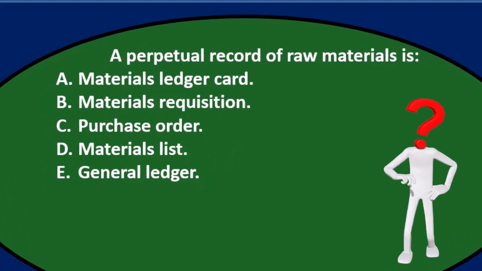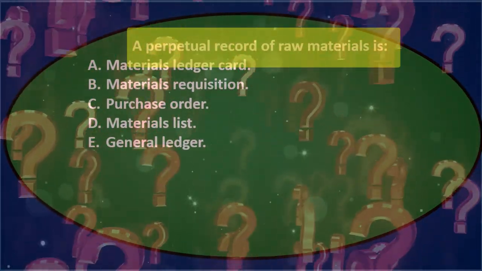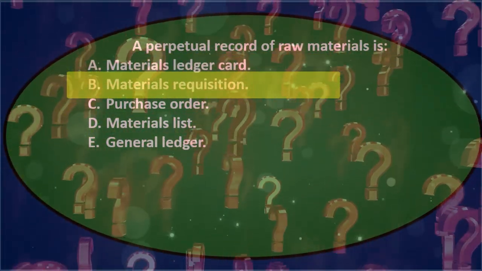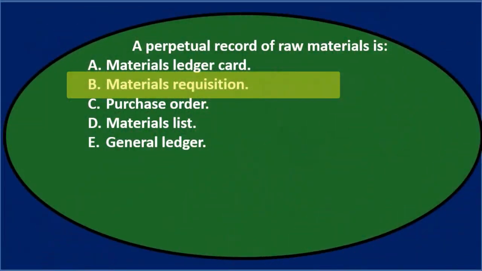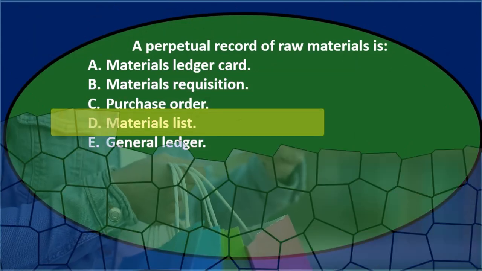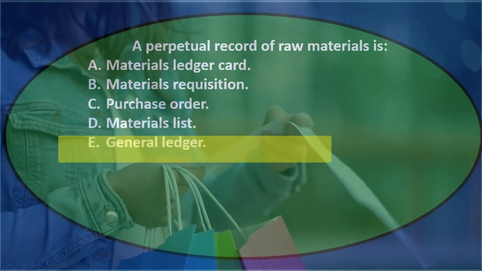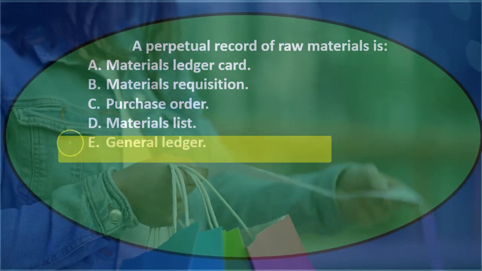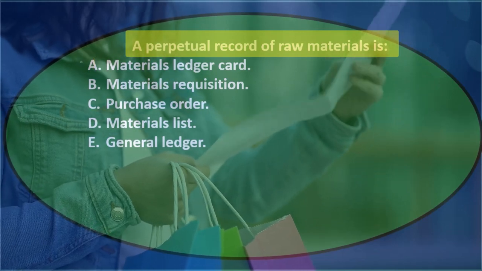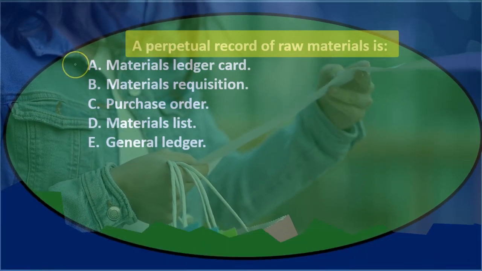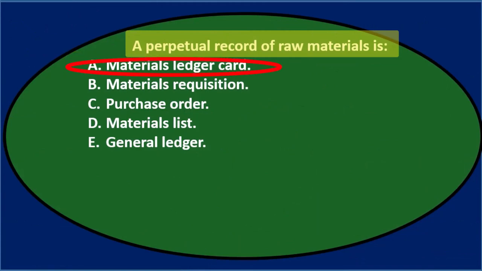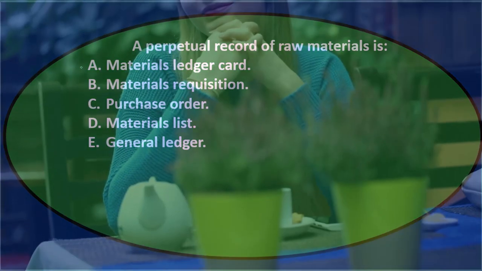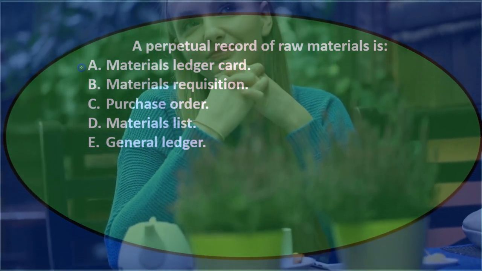Next question. A perpetual record of raw materials is A, materials ledger card, B, materials requisition, C, purchase order, D, materials list, E, general ledger. Let's go through this again using the process of elimination. A perpetual record of raw materials is either a materials ledger card. Now, if we hear that, we might think, well, that sounds like a thing. It sounds like a term, materials ledger card. So I'll keep that for now.